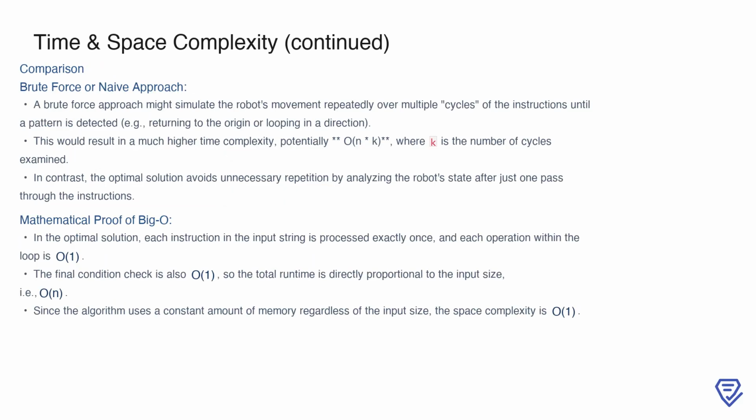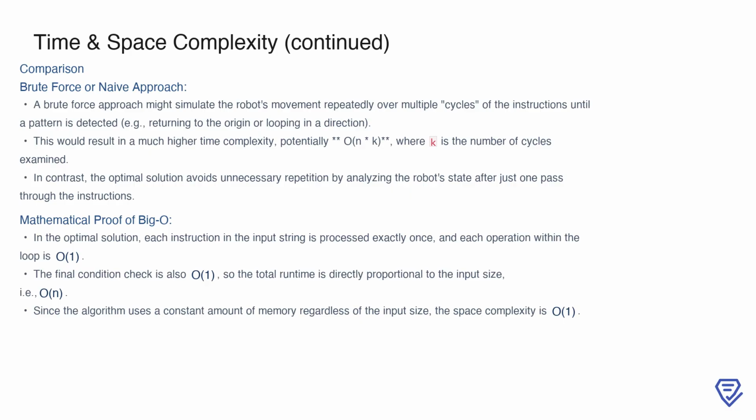The optimal solution is much more efficient compared to a brute force approach. A naive method might try to simulate the robot's movement over multiple cycles of the instructions, repeatedly checking for patterns like returning to the origin. This would significantly increase the time complexity, potentially reaching n*k, where k is the number of cycles examined. In contrast, the optimal solution processes the instructions just once, focusing on the robot's state after one pass. This ensures a linear time complexity of O(n).